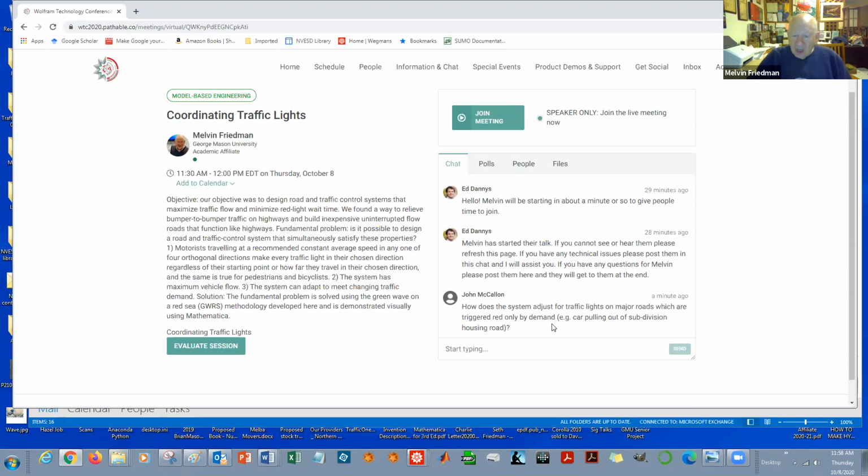Okay, John asked a question. How does the system adjust for traffic lights on major roads which are triggered only by demand, e.g. a car pulling out of a subdivision, housing road? I'll try and answer that.